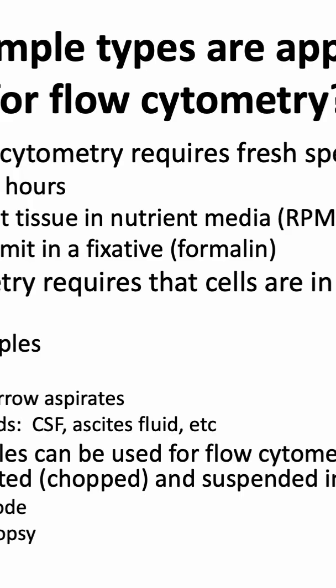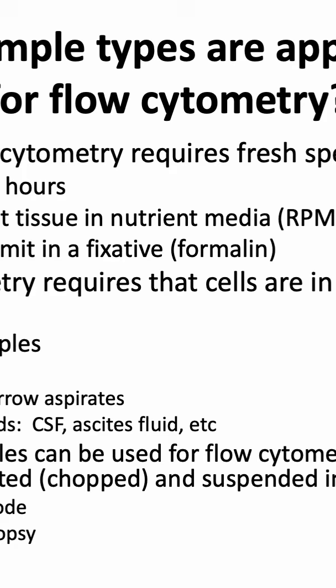Flow cytometry does require that cells are in a liquid suspension, so a variety of liquid samples may be appropriate for flow cytometry, and they include things like blood, bone marrow aspirate samples, or a variety of body fluids, things like CSF, ascites fluid, or pleural fluid, for instance.